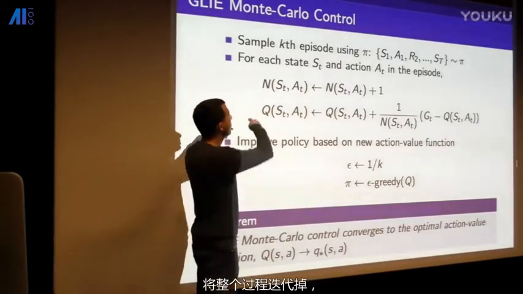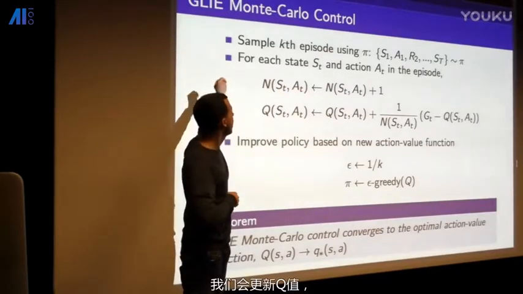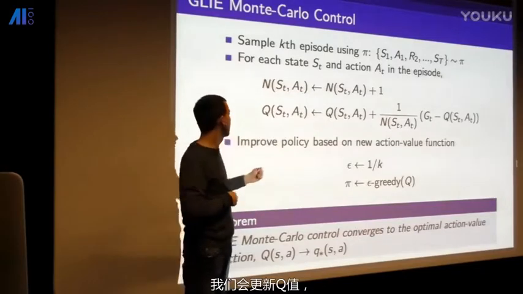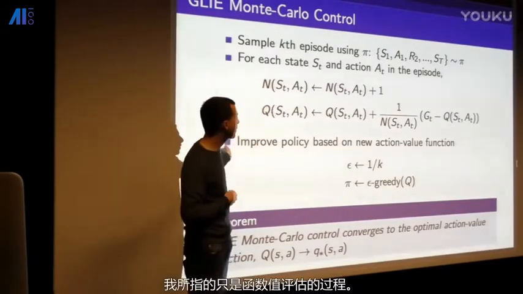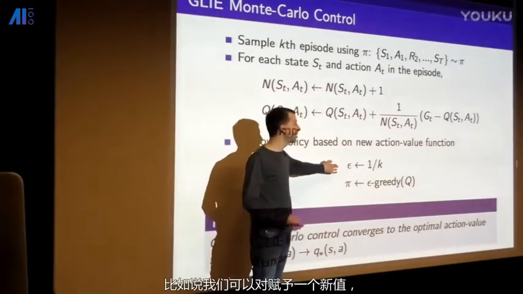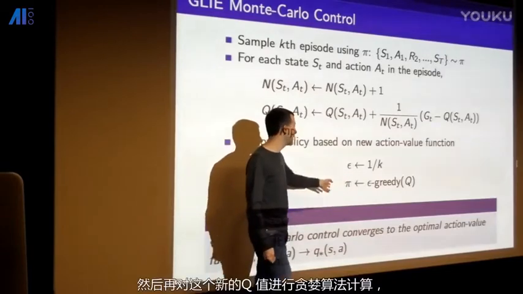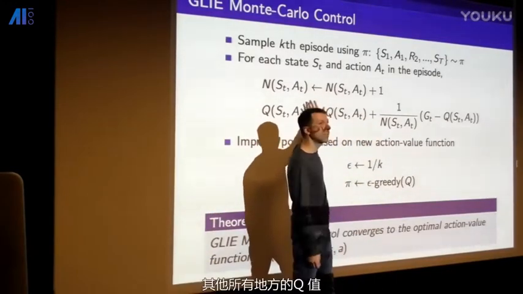And so what we're going to do now is iterate over this whole process. We sample a kth episode in this way, update our Q values, and then improve our policy. So this was the policy evaluation step. Now the policy improvement step just looks like this, where we can, for example, set epsilon to its new value, 1 over k, and now we're just going to act epsilon greedily with respect to these new Q values.